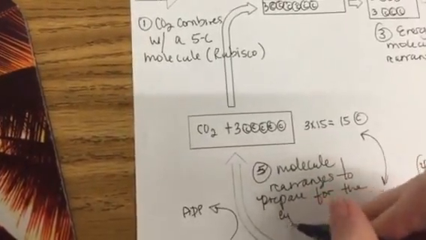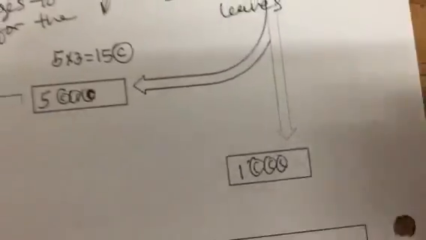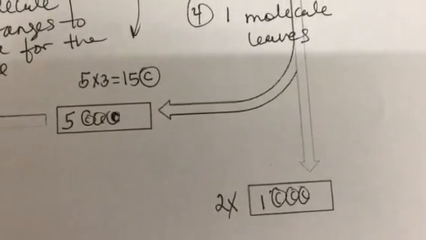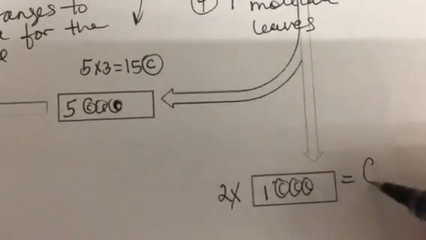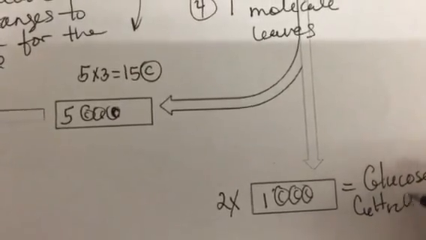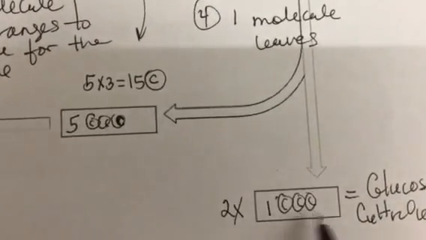Now you'd actually have to have more than one of these come out of the cycle if you wanted to make glucose, because remember that glucose is C6H12O6, and this only has 3 carbons in it. And that's it.